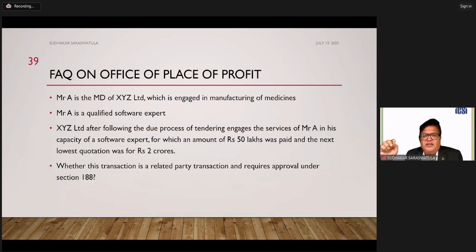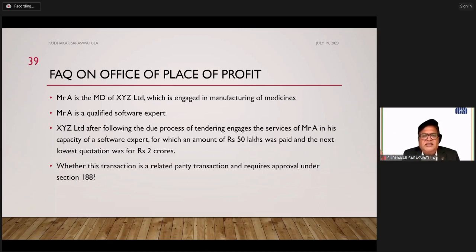Again, for example, take the managing director of XYZ Limited. And XYZ Limited is, say, engaged in the manufacturing of medicines. And XYZ Limited wants to get a software developed for its manufacturing operations. And its managing director, Mr. A, is a qualified software expert having the ability to develop that kind of software. So the company has floated tenders and he also has participated in that. And his quote was 15 lakhs and the next lowest quote was, say, 2 crore rupees.